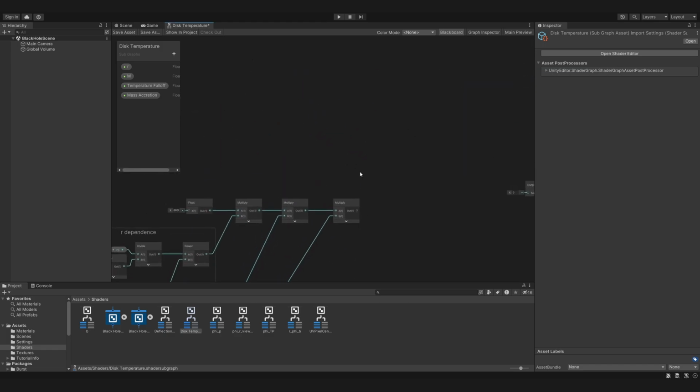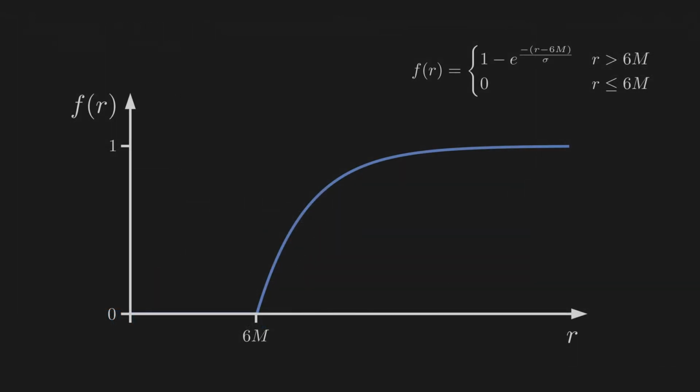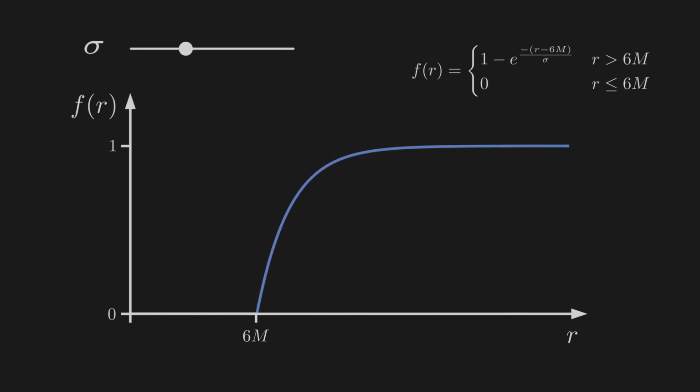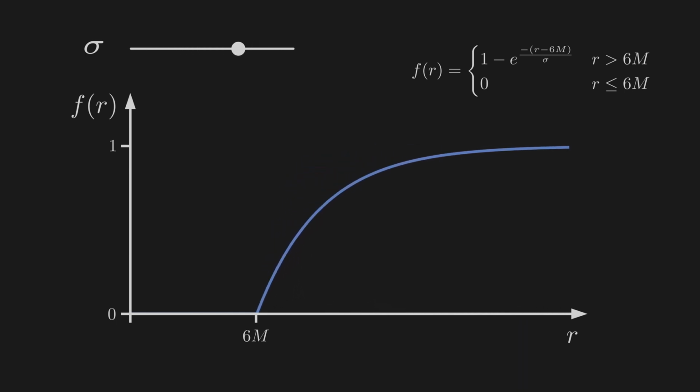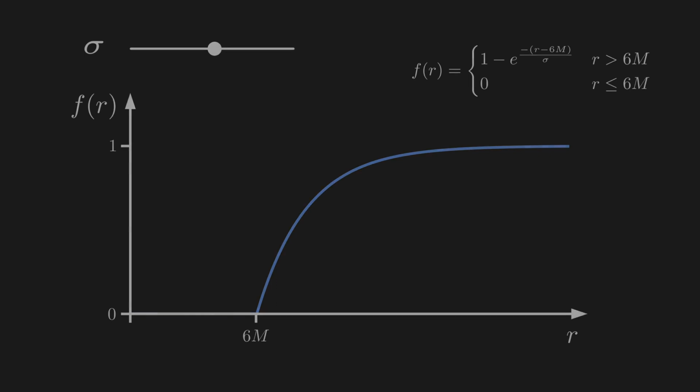Finally we have the ISCO falloff, the relativistic effect where the temperature goes to 0 at R equal to 6M. I came up with this function, which has a parameter for the sharpness of the falloff. Combining it with the radial dependency of the temperature in the disk looks like this.